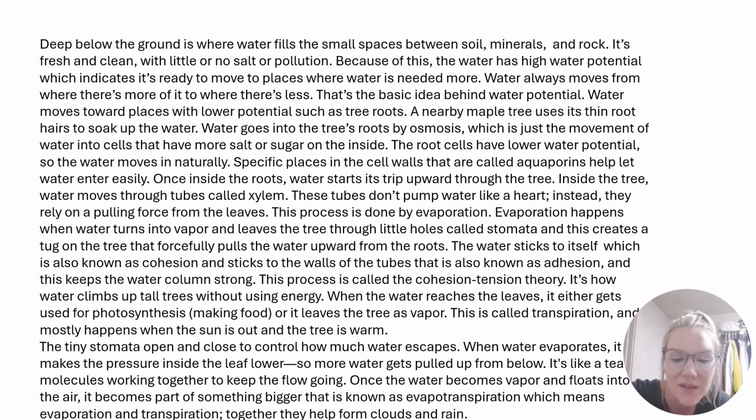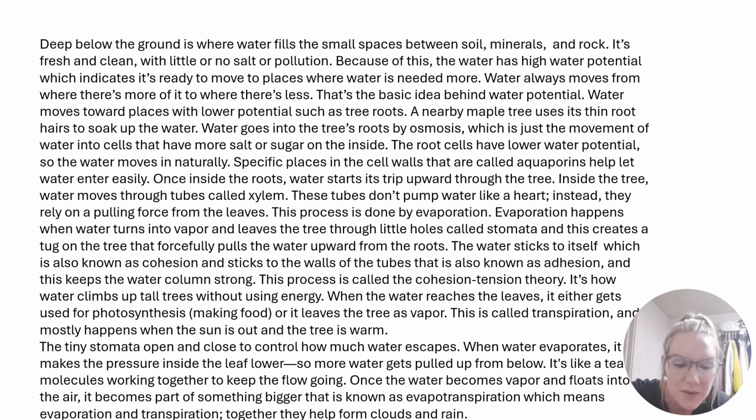This process is called evaporation. Evaporation happens when water turns into vapor and leaves the tree through little holes called stomata, and it creates a tug on the tree that forcefully pulls the water upward from the roots. The water sticks to itself, which is also known as cohesion, and it sticks to the walls of the tube, that is also known as adhesion. And it keeps the water column strong. The process is called cohesion tension theory.